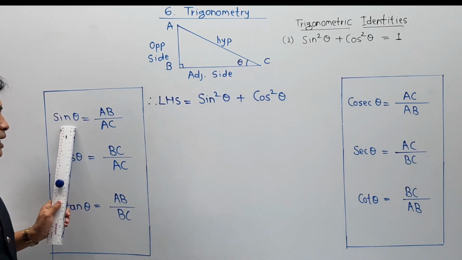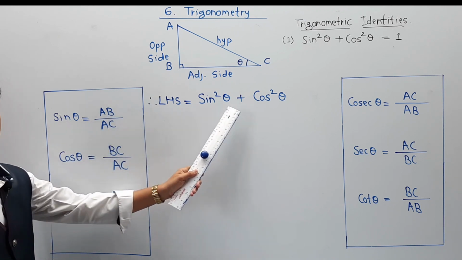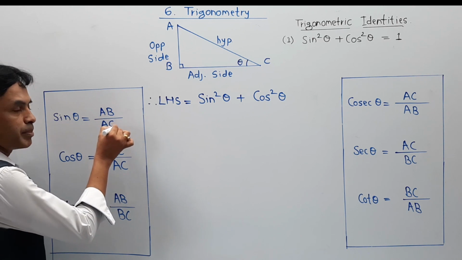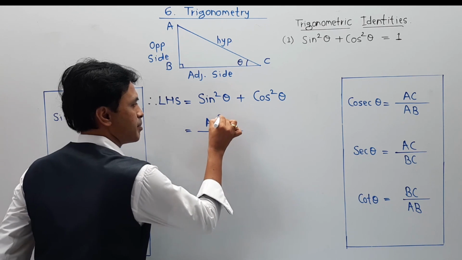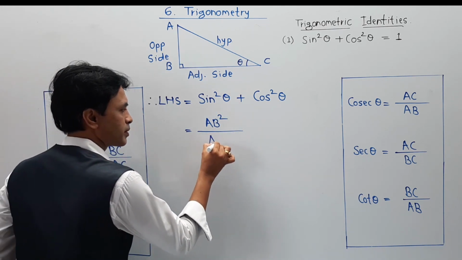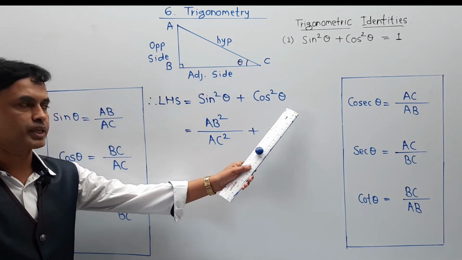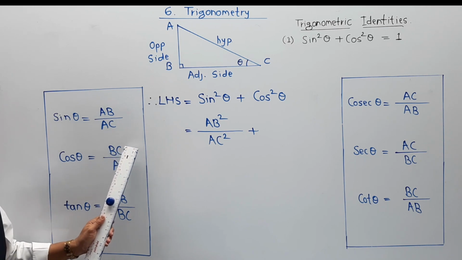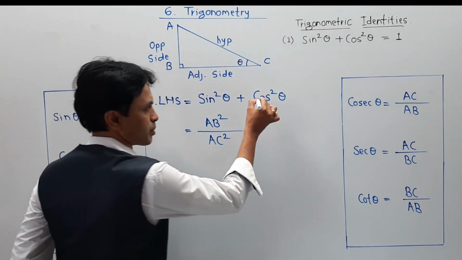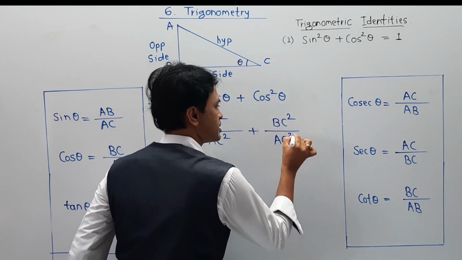Now we know sin theta is AB upon AC. So sin square theta automatically becomes AB square upon AC square. Plus, now they have given cos square theta. We know that cos theta is BC upon AC. Automatically cos square theta is equal to BC square upon AC square. So I am writing cos square theta as BC square upon AC square.